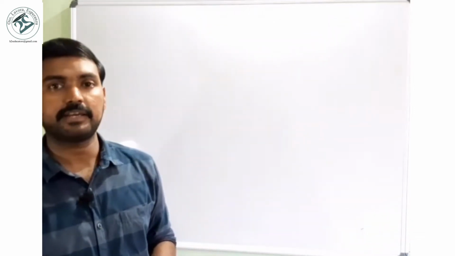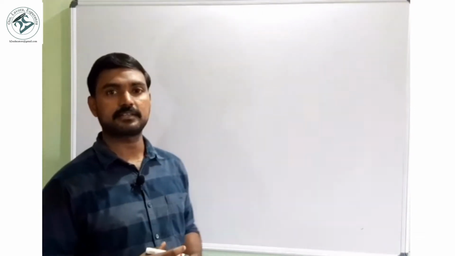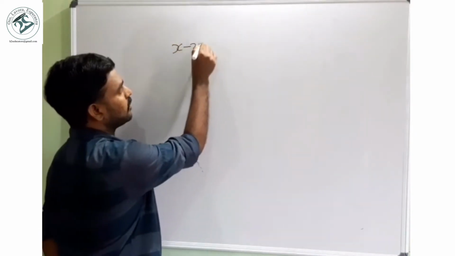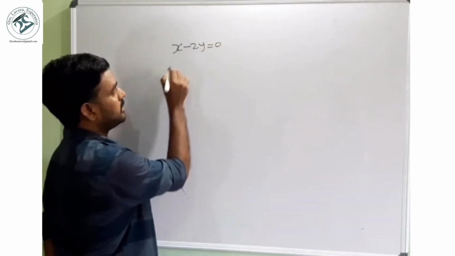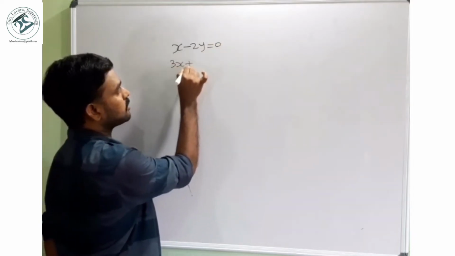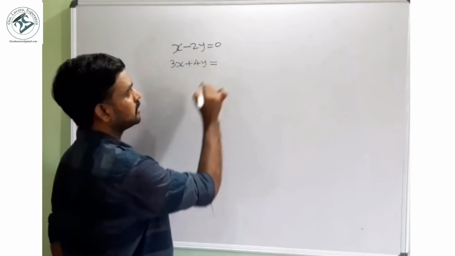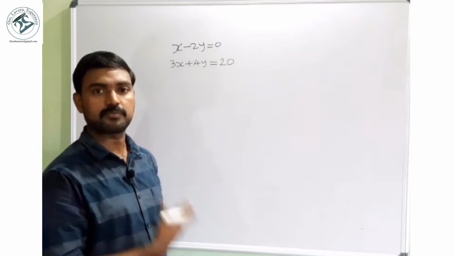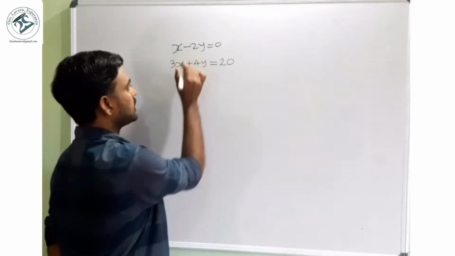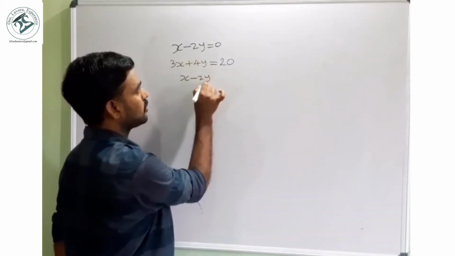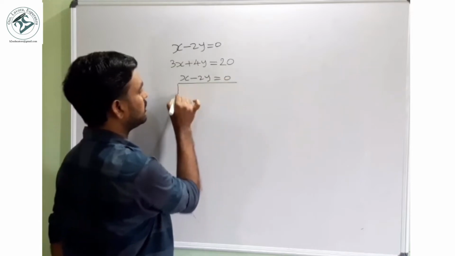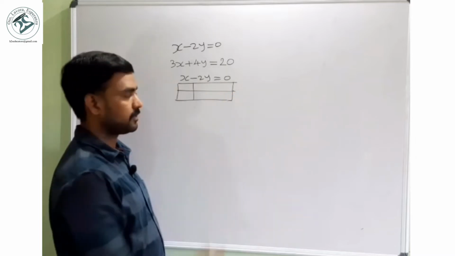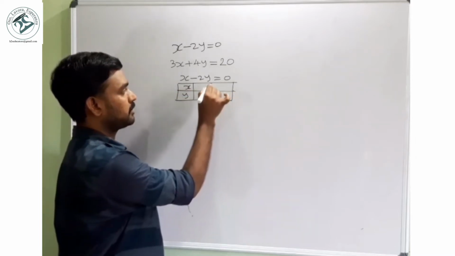So we can take the example we already discussed in part 1. x minus 2y is equal to 0 and 3x plus 4y is equal to 20. First we need to draw the graph of these equations. So we can select the first equation, x minus 2y is equal to 0, and draw a table. We require two rows. First row for x values, second for y values.